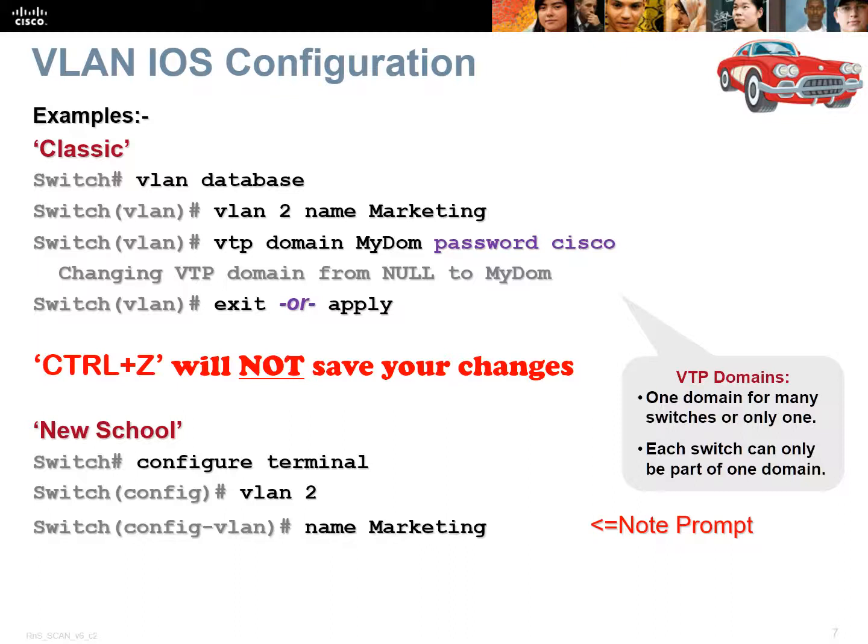Now with the VLAN database, you could go in there and make 50 changes, and then you click apply, and that will only increment the revision number once. But it's also not saved in the running config, so it's very hard to script and see what you've done. Whereas the new school, the current way we're doing it, is all in configure terminal, in global config or the VLAN config, and it all appears in the running config. So when you do a show run later on, you're going to see the VLANs, their names, the server mode, all that sort of stuff. Just a caveat: you can only have one VTP domain per switch, and each switch can only be part of one VTP domain.